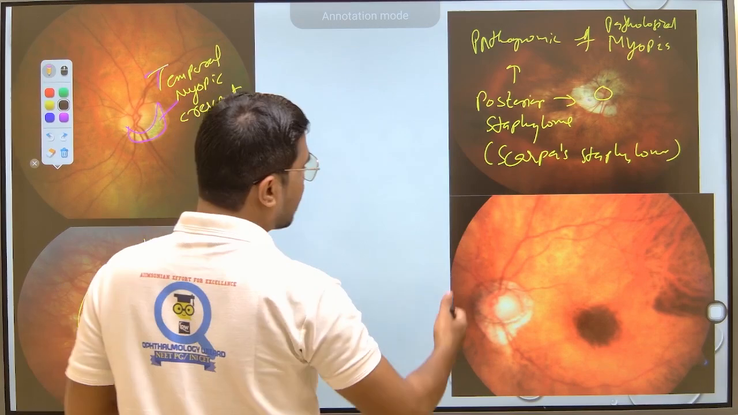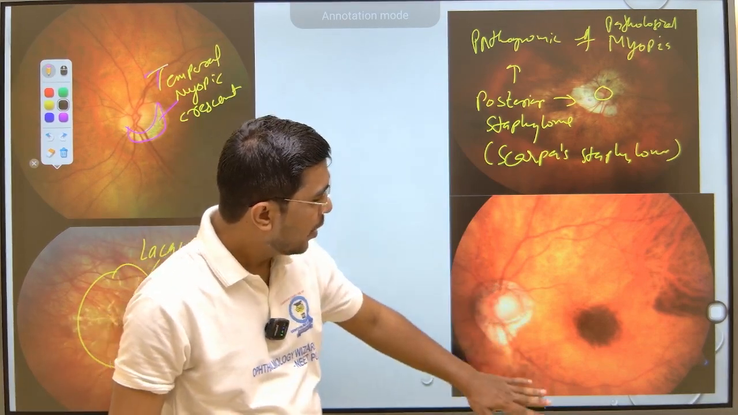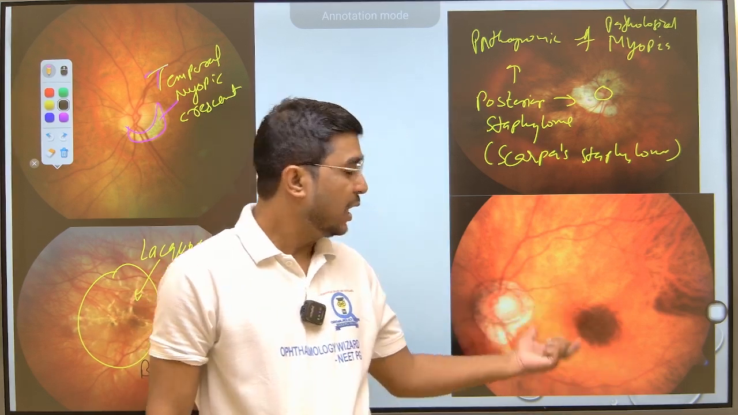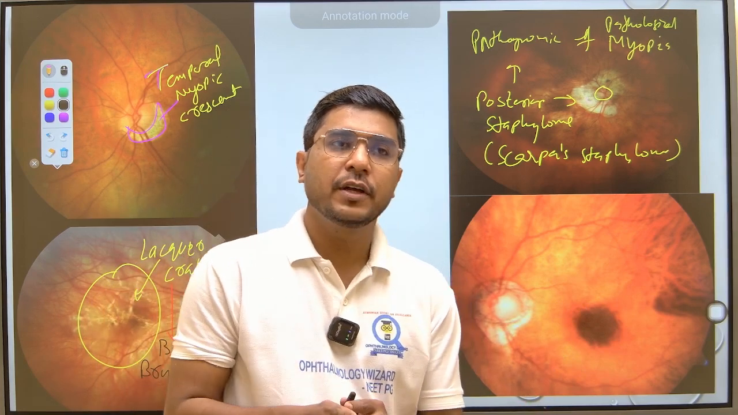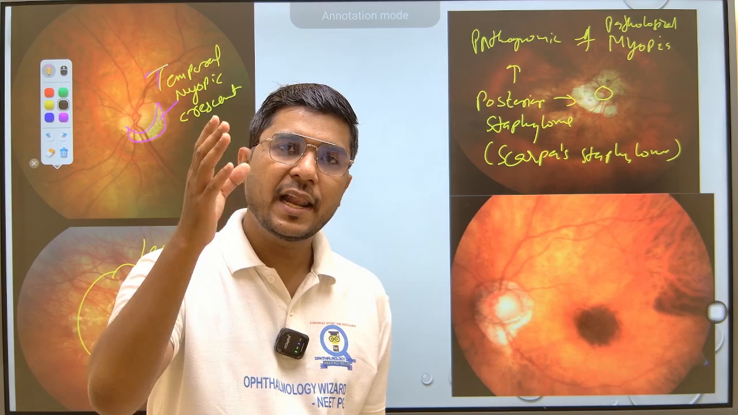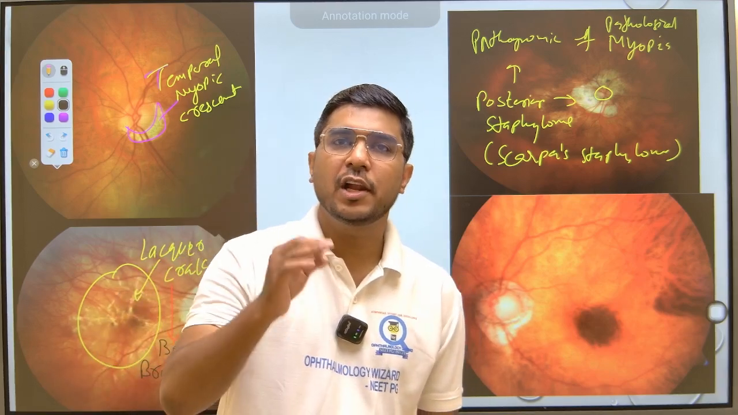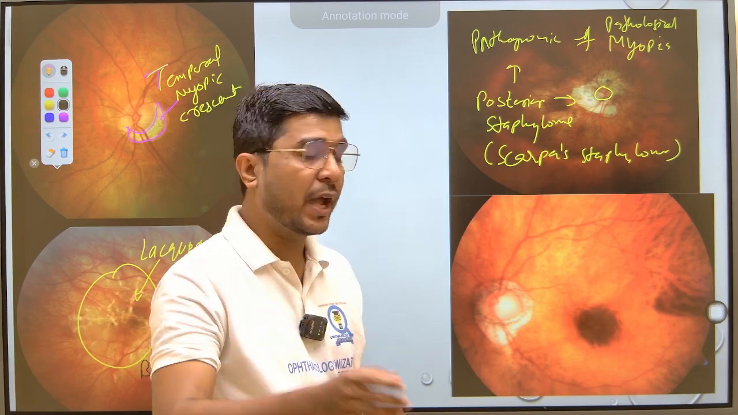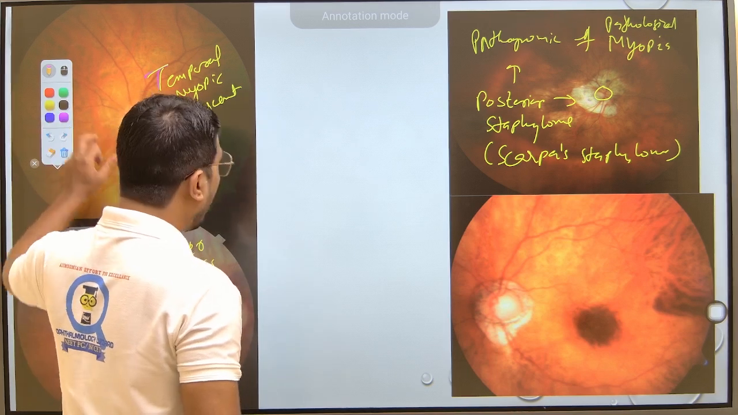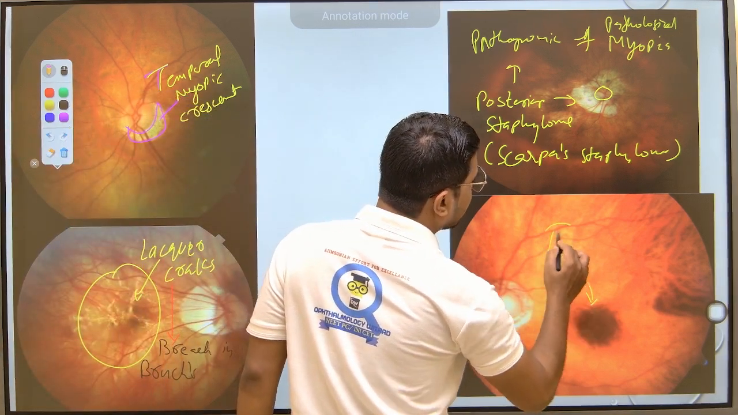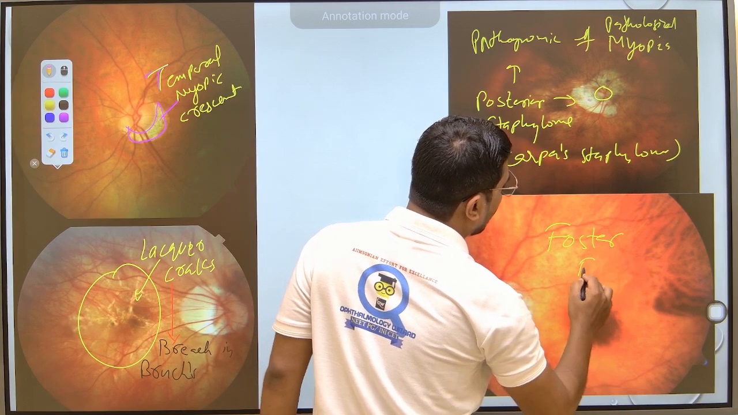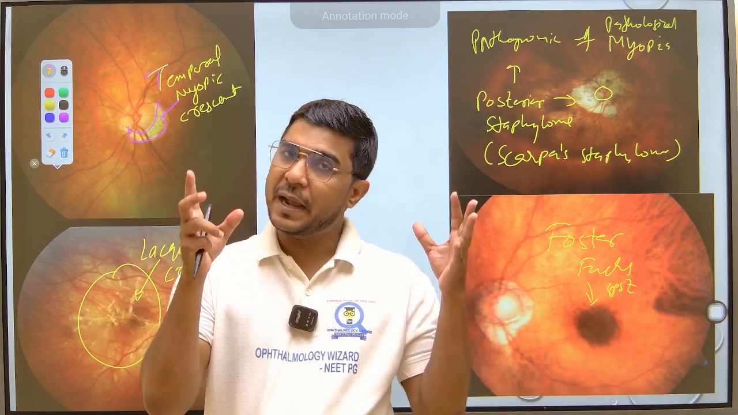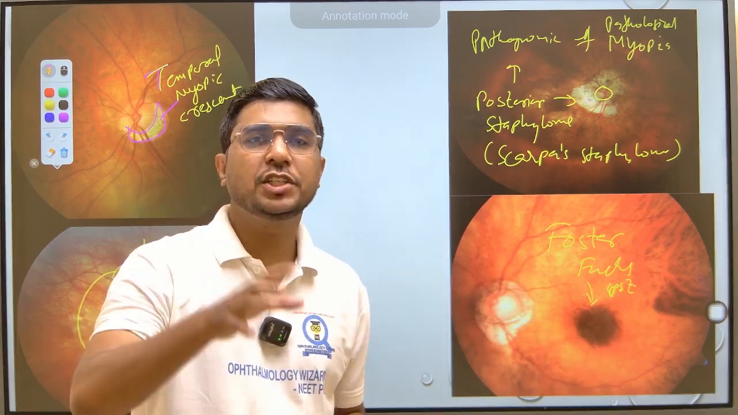Now coming to this picture, this is posterior staphyloma. But what is this? This is the reddish nodular lesion because of subretinal hemorrhage or choroidal neovascularization, which is peculiarly seen in pathological myopia. And this is what we call Foster Fuchs spot. So these four are the very important pathological features of pathological myopia.